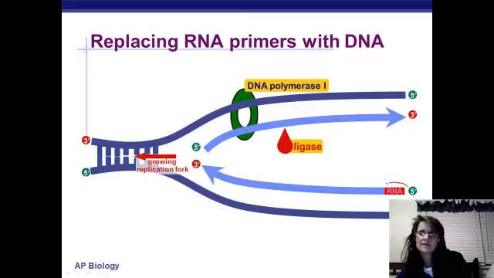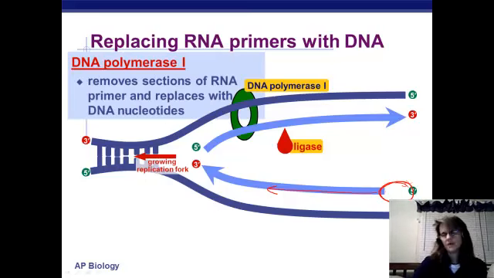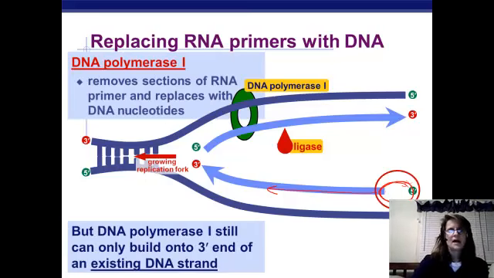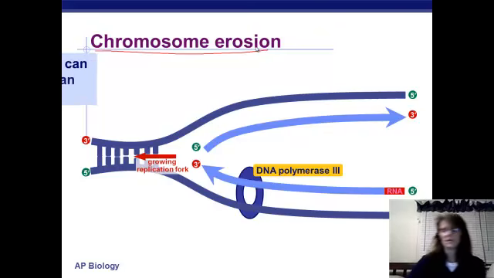Notice this is the primer for that leading strand. But when we go in to fix this and replace it with DNA, notice we take it out because it's RNA, it can't stay there. This is a DNA molecule. But when we take it out, DNA polymerase 1 can't add anything in here because, again, we can't add anything if there is no 3 prime hook to add to. So this creates a bit of a permanent problem. We can't add there. This is called chromosome erosion.